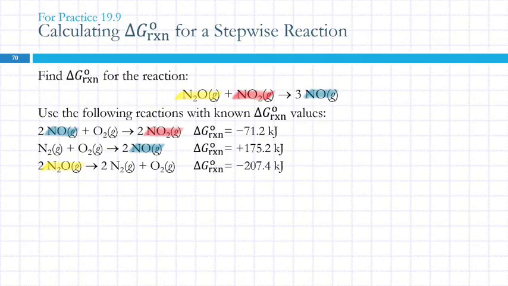There's different ways to approach that. I like to just start at the beginning of this one. I need N2O as a reactant. So I'm going to choose this equation. It has N2O as a reactant, and so I'm going to write that down.